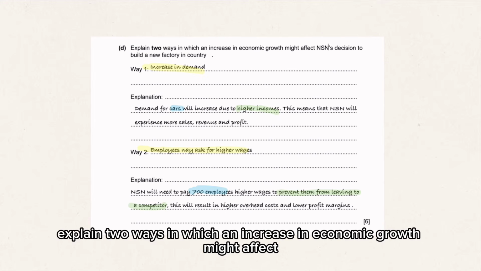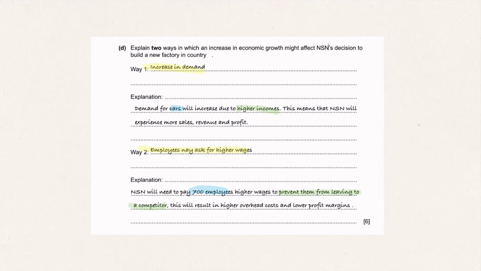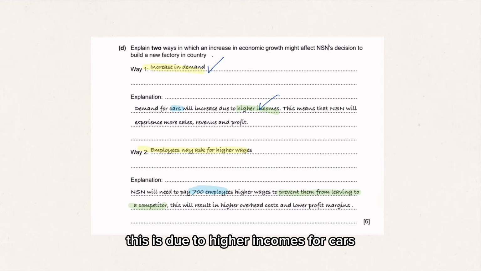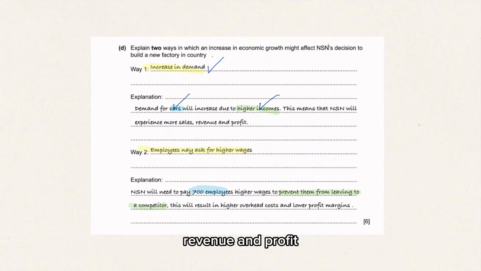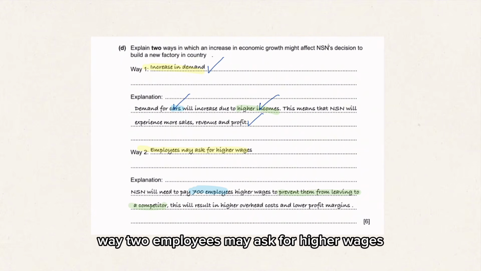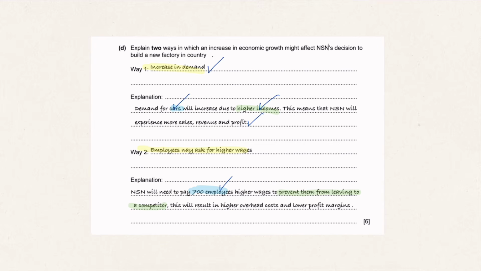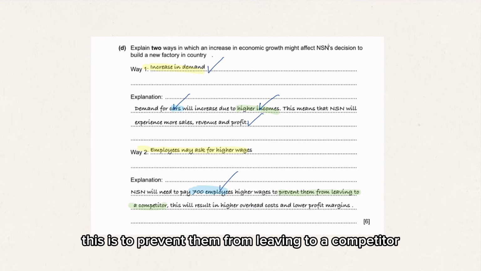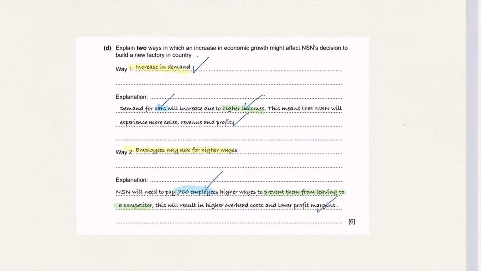Explain 2 ways in which an increase in economic growth might affect NSN's decision to build a new factory in a country. Way 1: increase in demand. This is due to higher incomes for cars. This means that NSN will experience more sales, revenue, and profit. Way 2: employees may ask for higher wages, as NSN's 700 employees may ask for higher wages. This is to prevent them from leaving to a competitor. As a result, higher overhead costs and lower profit margins.